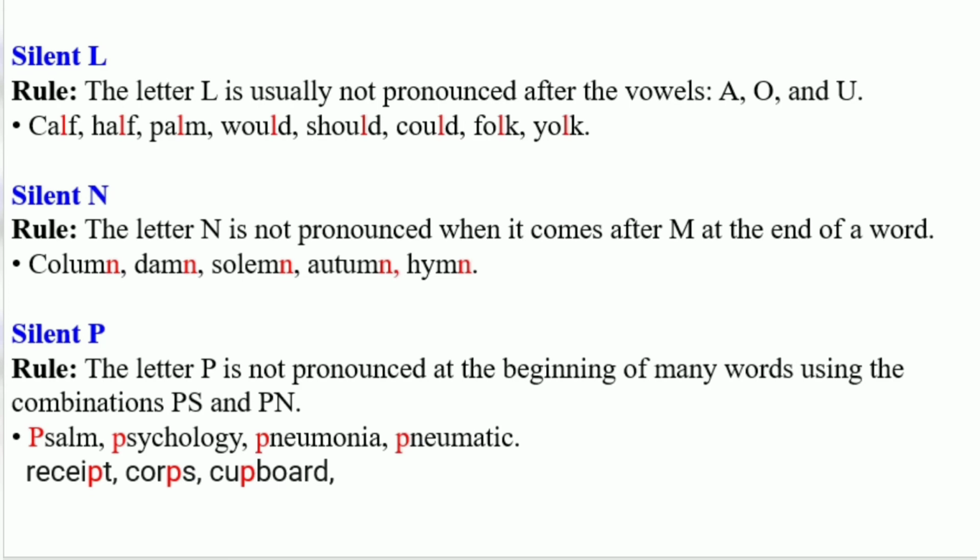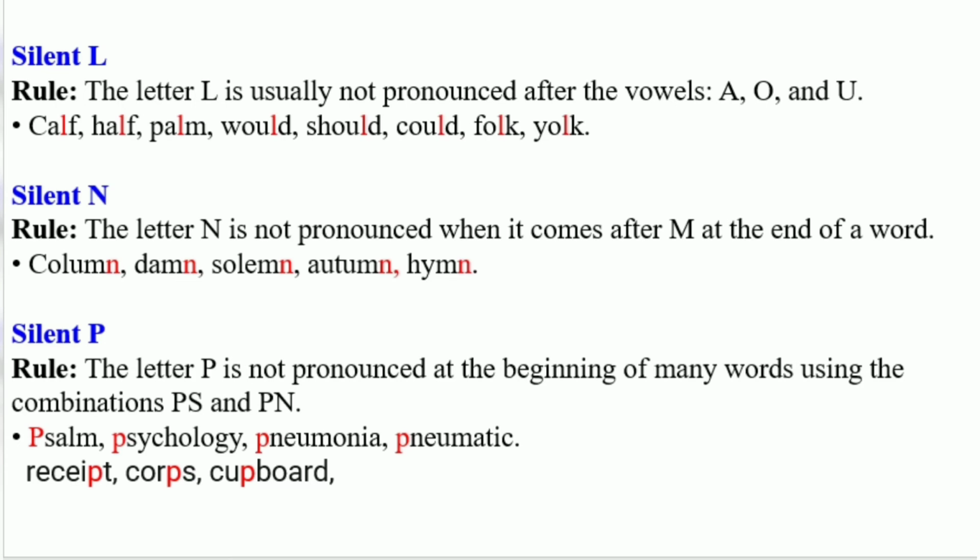Now let's see the letter L. L is silent after the vowels A, O and U. For example, calf, half, palm, would, should, could, folk, yoke. Now let's see the letter N. N is silent when it comes after M. For example, column, dam, solemn, autumn, hymn.